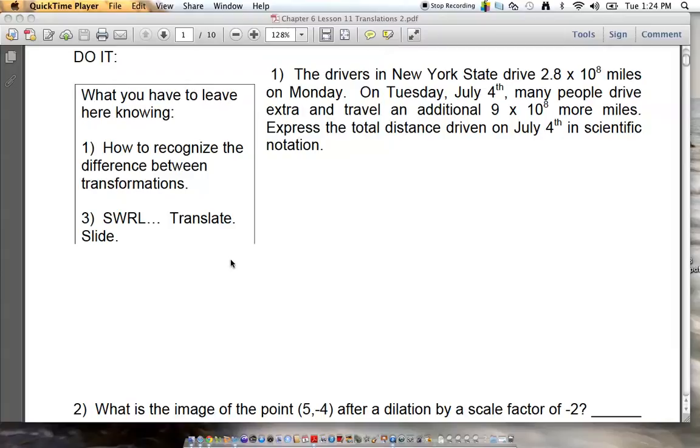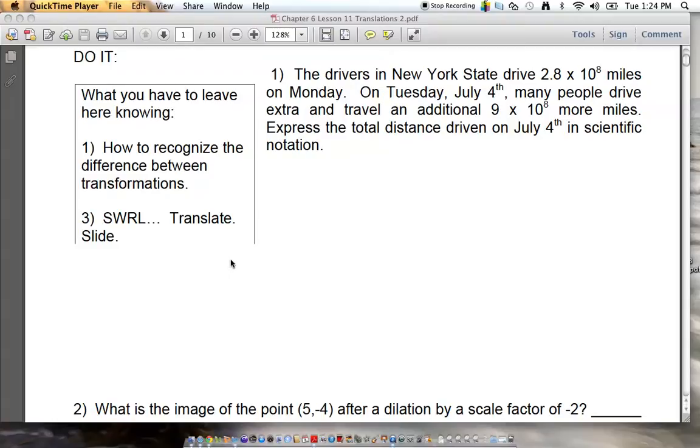First question we need to start on. The drivers in New York State drive 2.8 times 10 to the 8th miles on Monday. Tuesday they drive extra and they do an additional 9 times 10 to the 8th more miles. Express the total distance on July 4th in scientific notation. Again, every time we get one of these questions in scientific notation, it's recommended you switch to regular numbers.